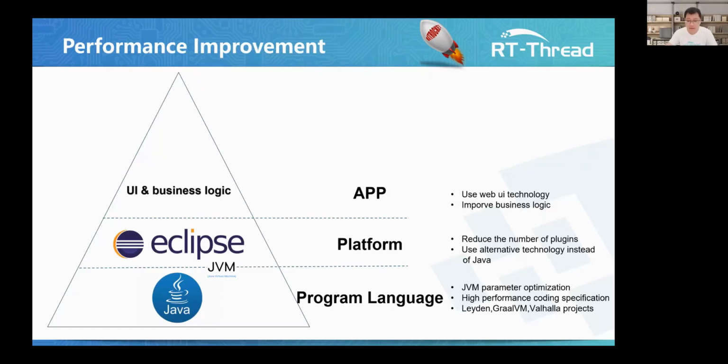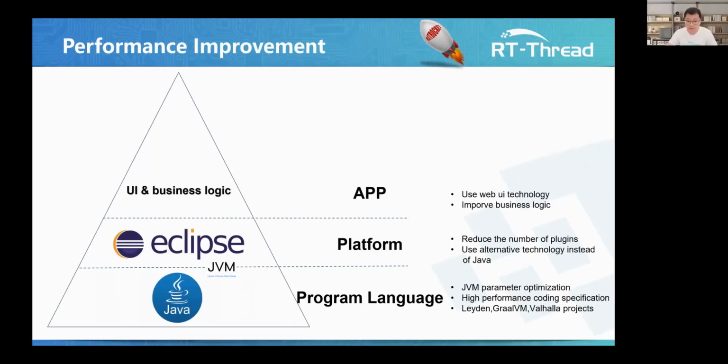In terms of the Eclipse platform, if the number of plugins is larger, the software start speed will be slower, and more resources will be occupied during runtime. Therefore, if we can reduce the number of unnecessary plugins or use another language to implement some functions to replace the functions implemented by Eclipse plugins, the performance can also be improved.